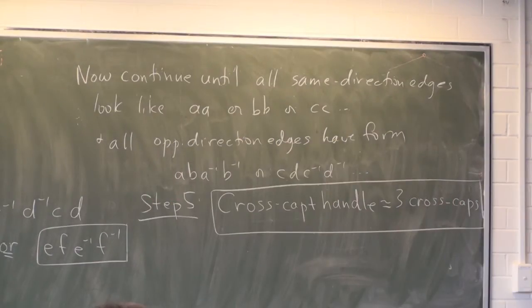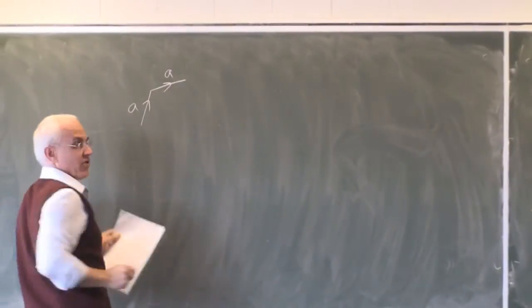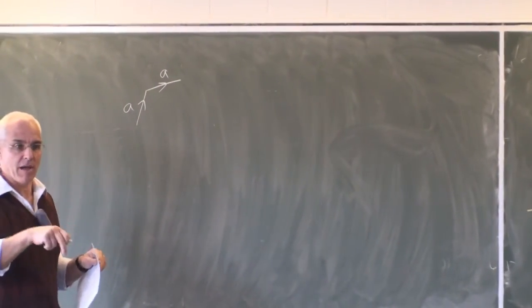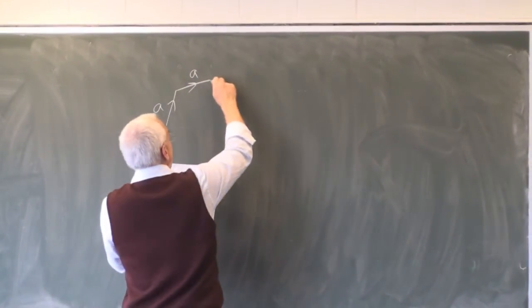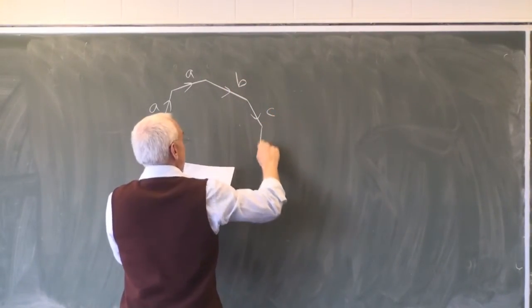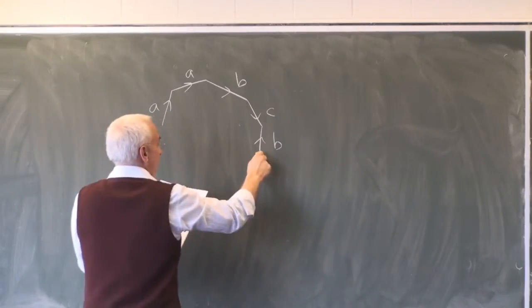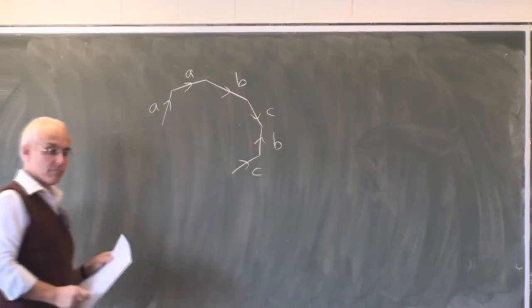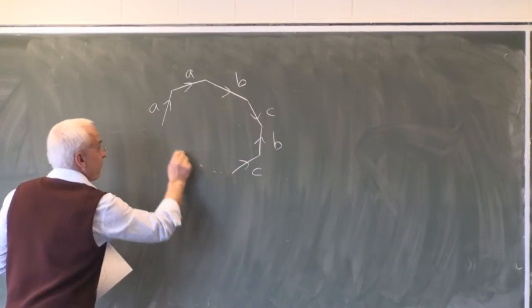All right, so let's illustrate this. Suppose we have an A and then an A. That's a cross cap. That's what we mean by cross cap, an AA pair. And by a handle, we mean something like B, C, B inverse, C inverse, and then other stuff.